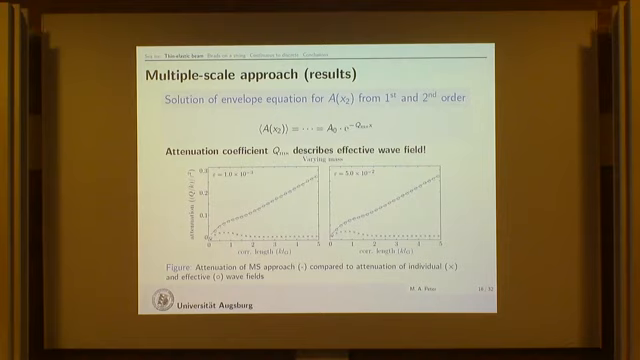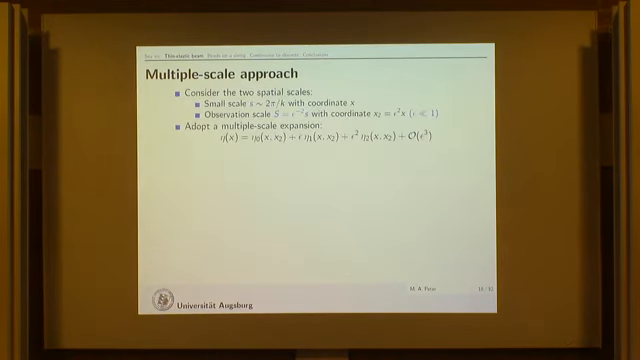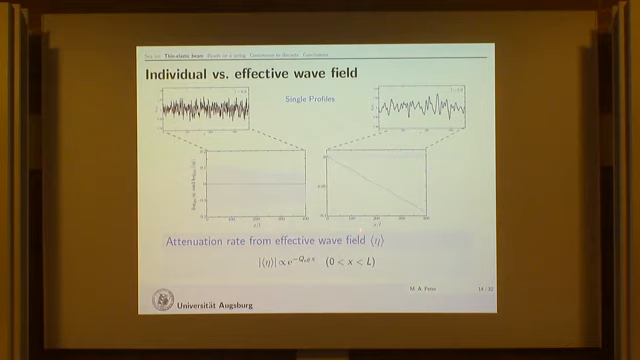So basically what we've done here, the circles are the effective attenuation rate, or the attenuation coefficient, if you like, of the effective wave field. So basically, if I go back a few slides, it's the slope of this curve here.